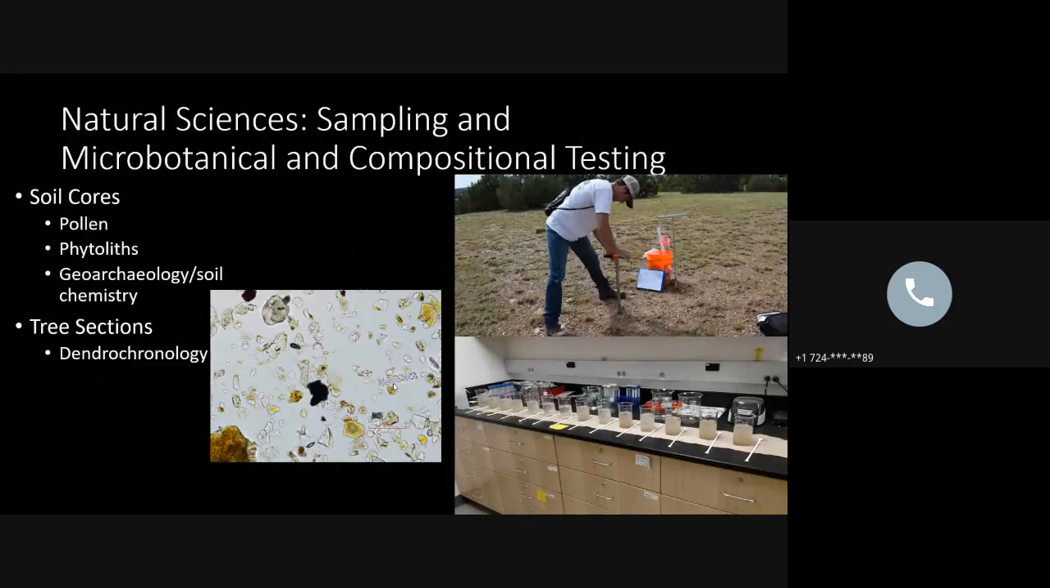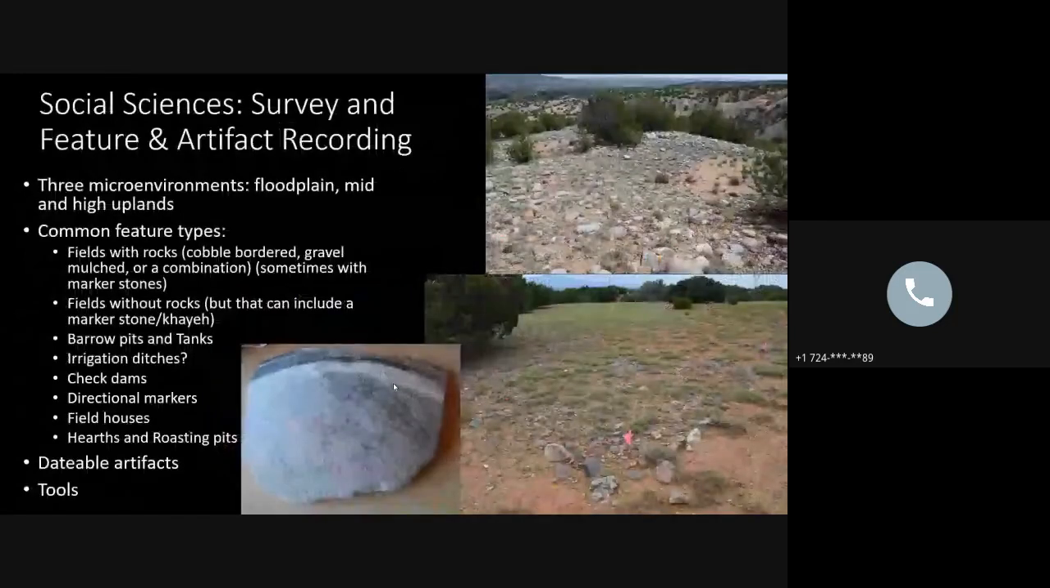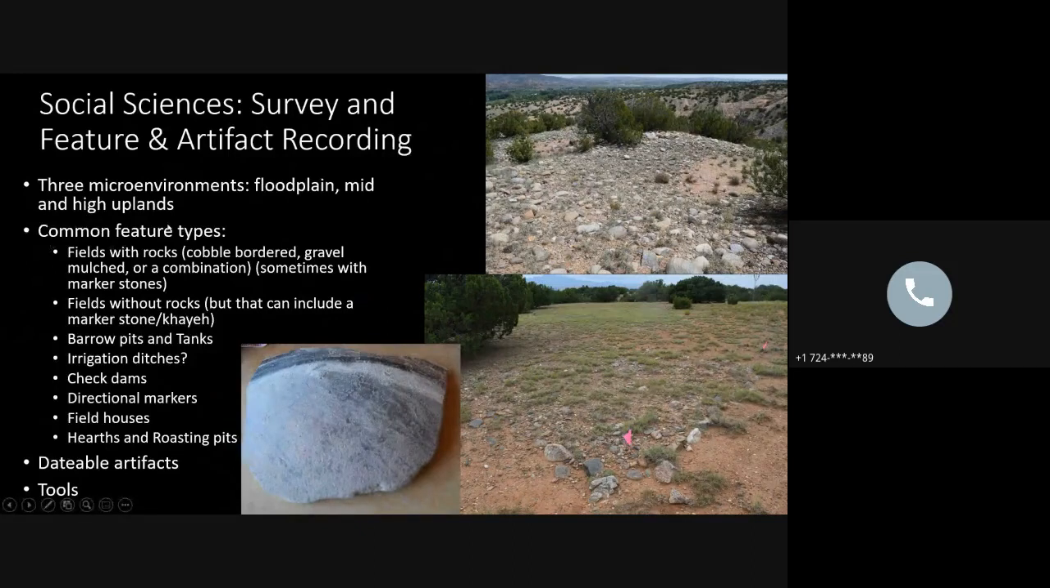We also did some feature and artifact recording. This list here, we had three microenvironments for each site: a floodplain, and then sort of a mid-level upland around the village, and then the ridgetop terraces, which are the higher uplands. And what we were looking for is these types of agricultural features. You can see the list up here.